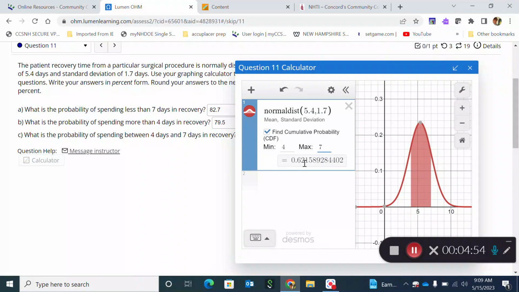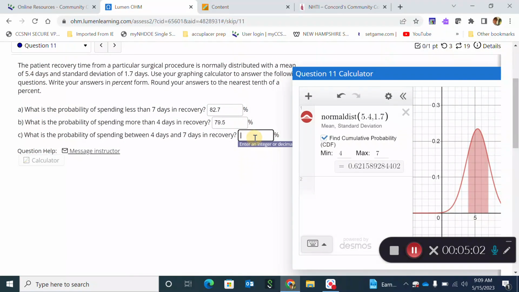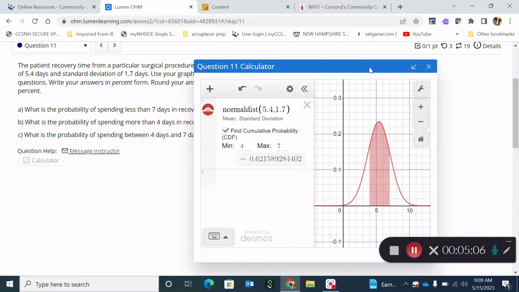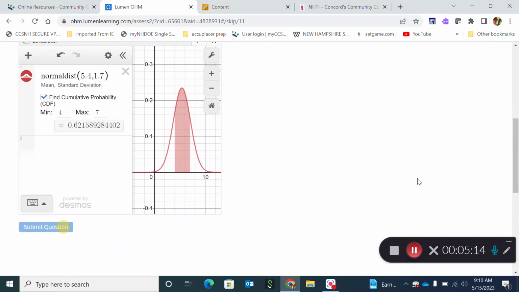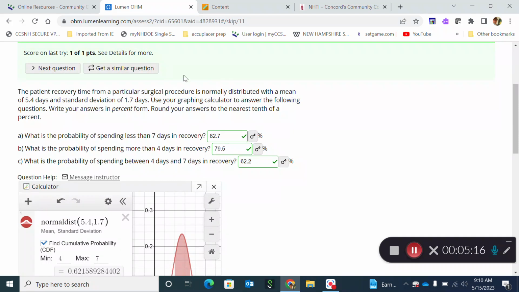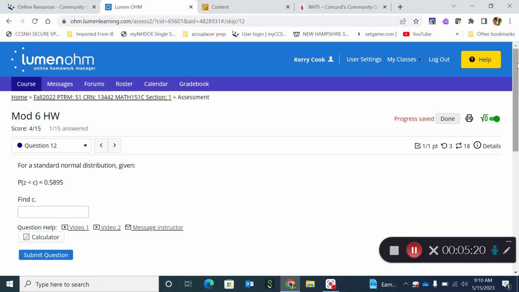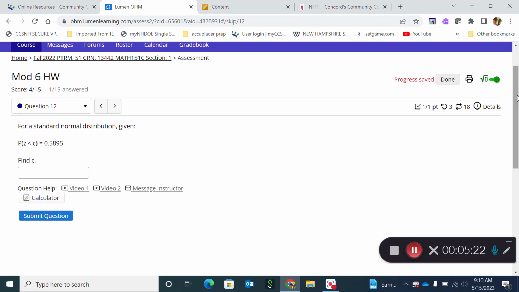So I'm going to slide the decimal to the right, 62.15, making it 62.2. I have to move my calculator to find the box. 62.2, and we'll close this down, and I'll check my answer. Hopefully we got all green. There we go.